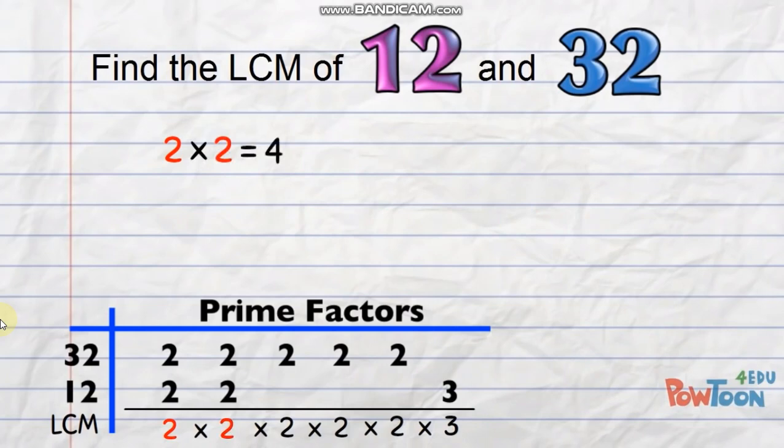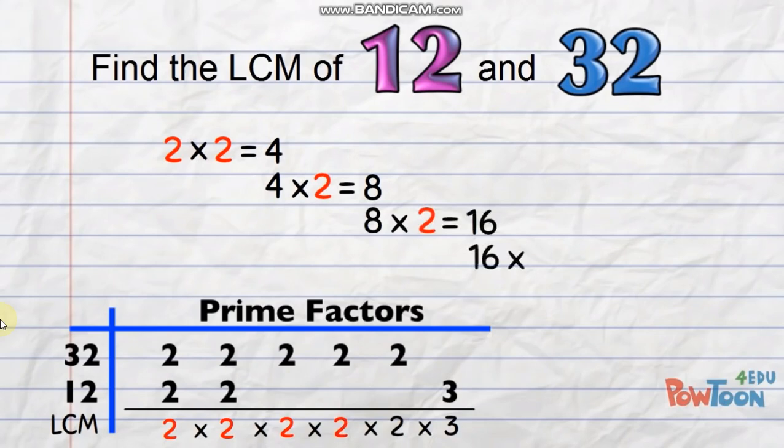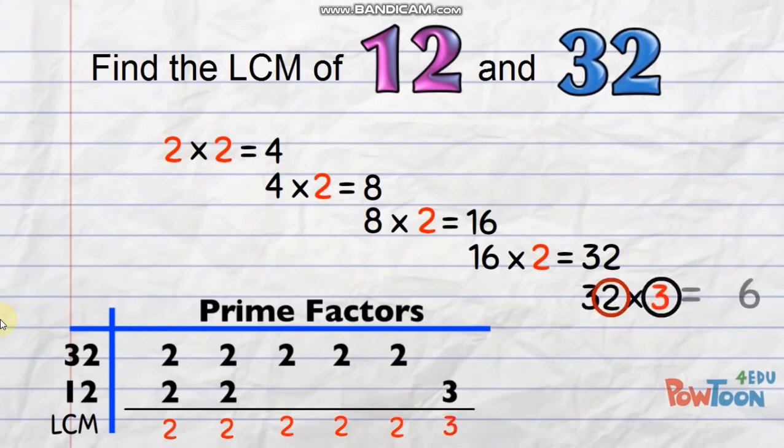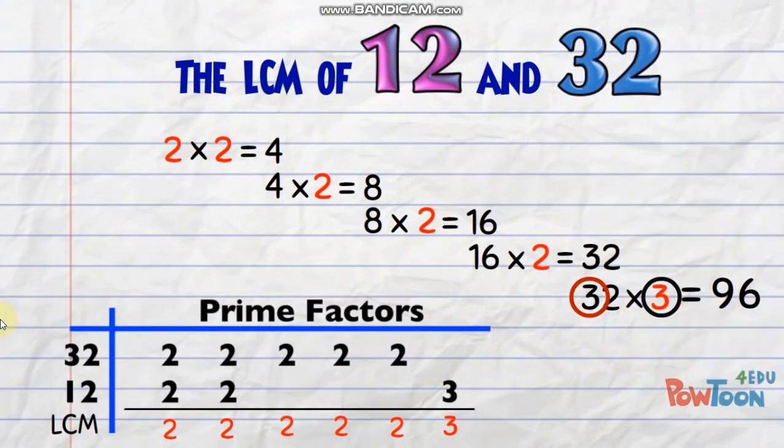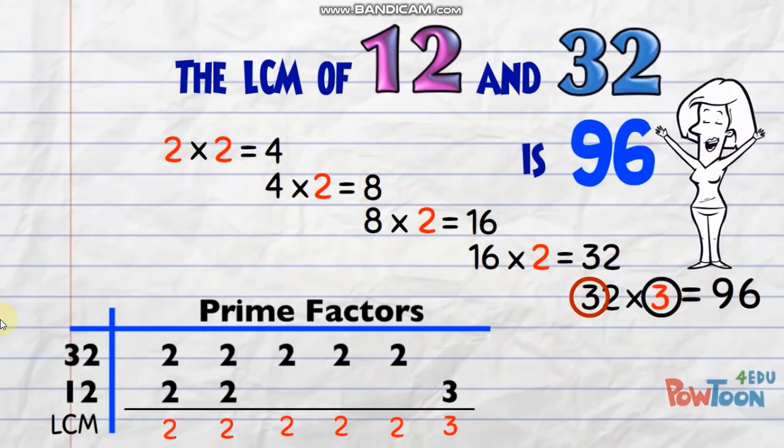So 2 into 2 is 4. 4 into 2 is 8. 8 into 2 is 16. 16 into 2 is 32. 32 into 3 is 96. So this way we can find out the LCM by prime factorization.